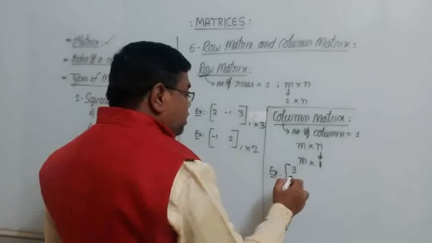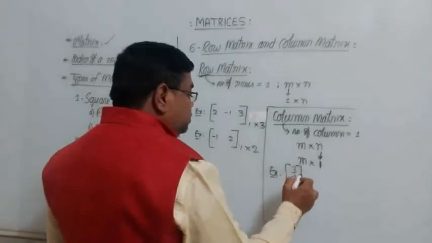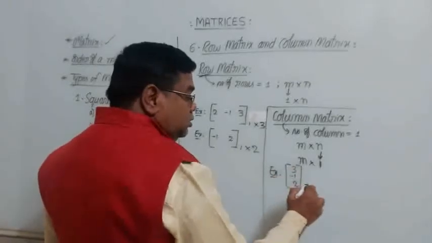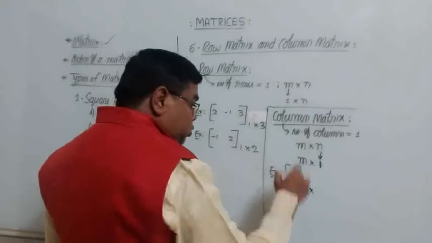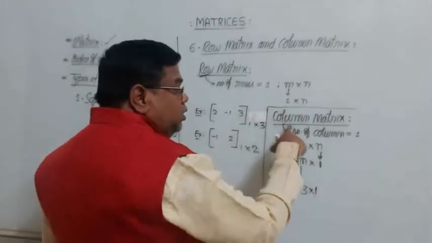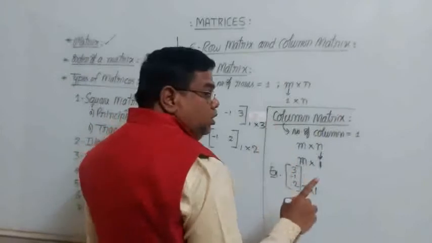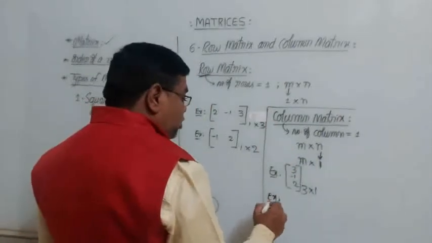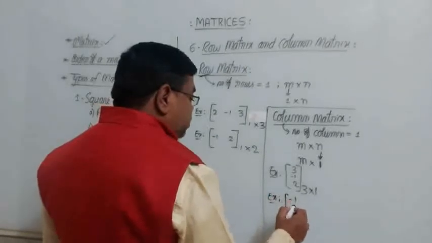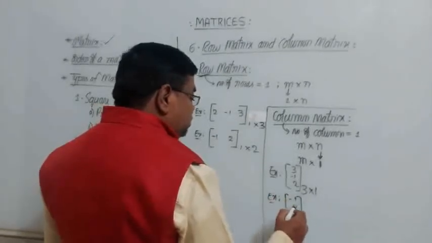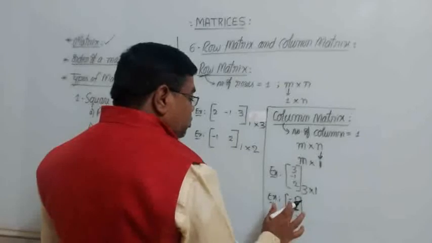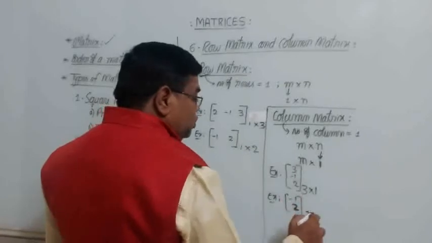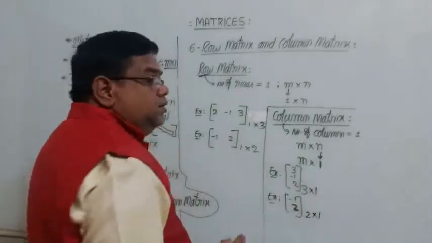Suppose 3, minus 1, 2. How many rows? 3 rows, but the column is only 1. If the number of columns equal to 1, it is called a column matrix. Observe one more example, let it be minus 1, 2. What is the order here? 2 rows, but only one column.